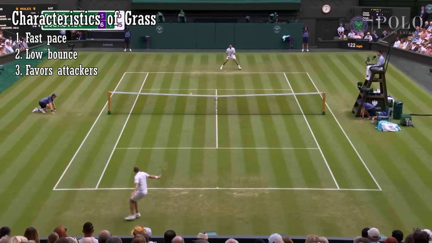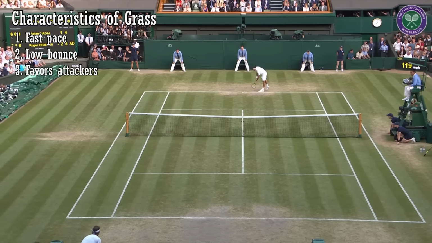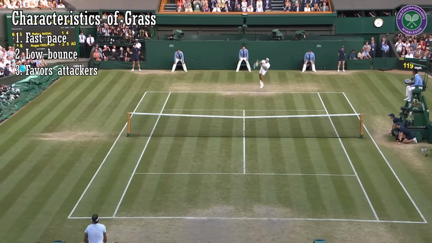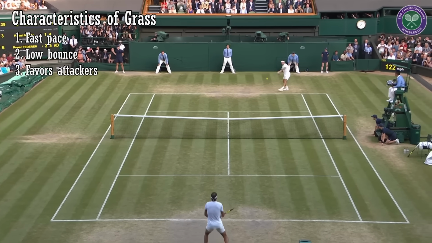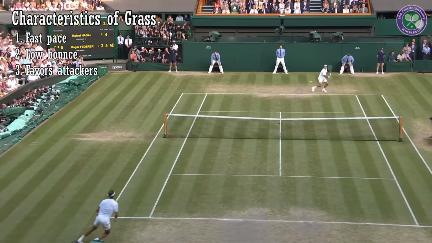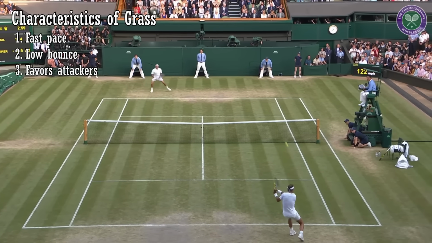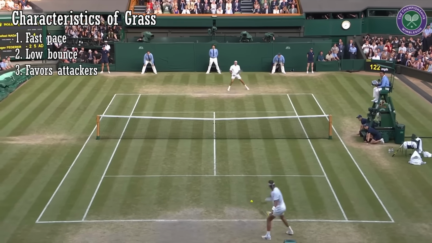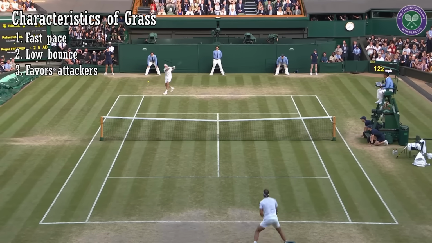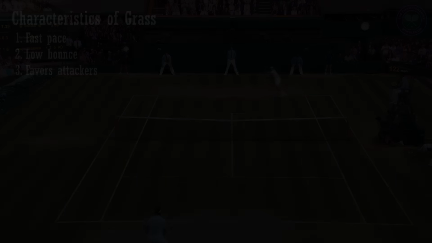making grass his best surface. The low bounce is also one of the reasons Federer dominated Nadal on grass. Nadal's high bouncing balls were neutralized to a comfortable swing height for Federer, and let's not forget that Federer's brutal attacking style suited grass perfectly, along with his nasty backhand slice. These factors led to a 3-1 head-to-head record at Wimbledon in Federer's favor.